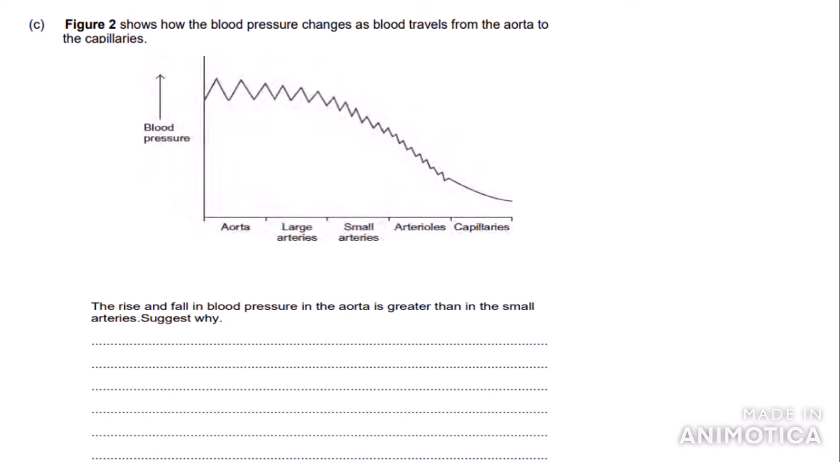So let's look at the next question. Figure 2 shows how the blood pressure changes as blood travels from the aorta to the capillaries. The rise and fall in blood pressure in the aorta is greater than in the small arteries. Suggest why. Now, when I was talking about the structure of the heart earlier, I said the aorta is a vessel that supplies oxygenated blood to all of the body.